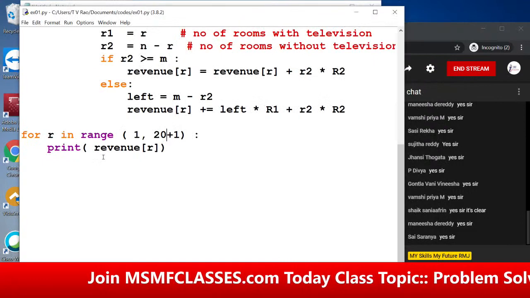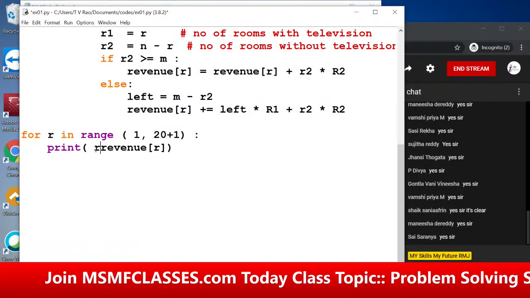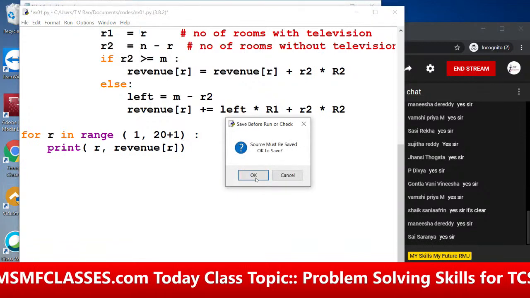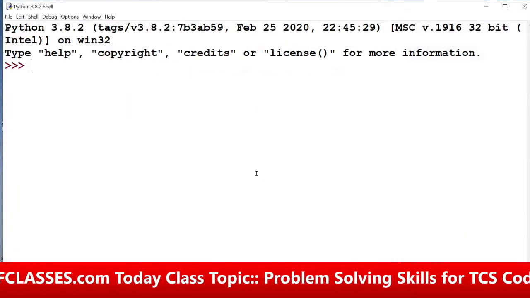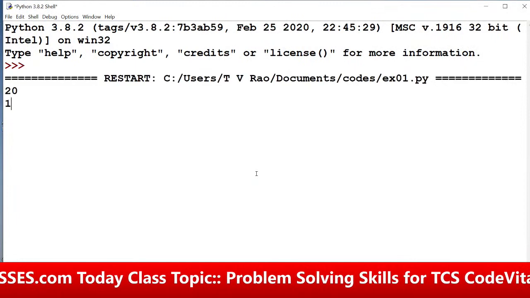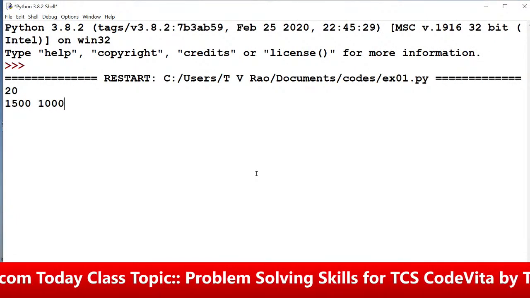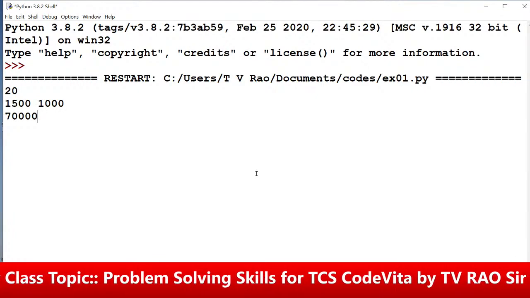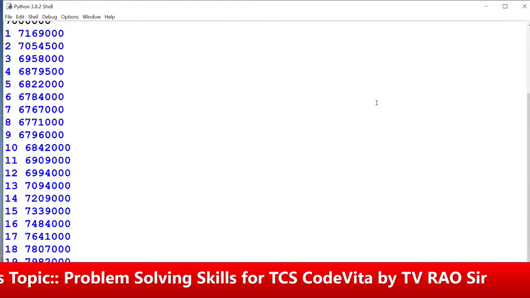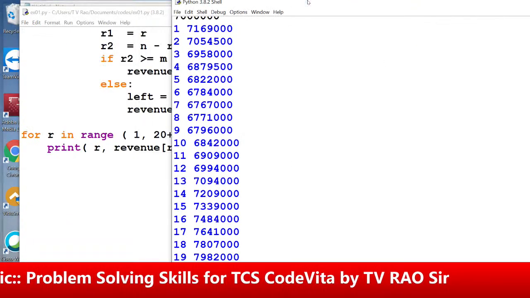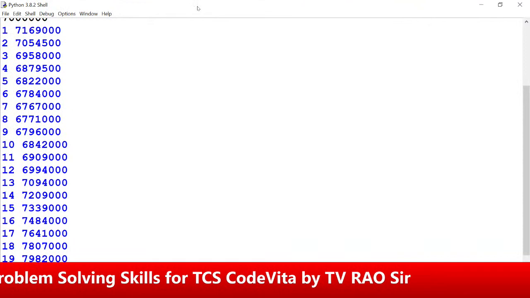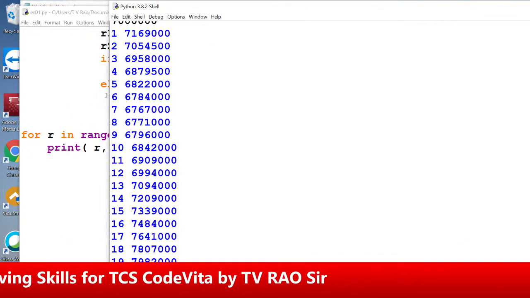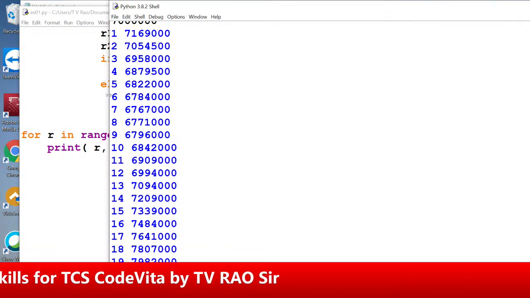I'll do one more thing. I'll print room number also and then revenue. 20, 1500, 1000, 70 lakhs. Now observe the output carefully and suggest me the output.